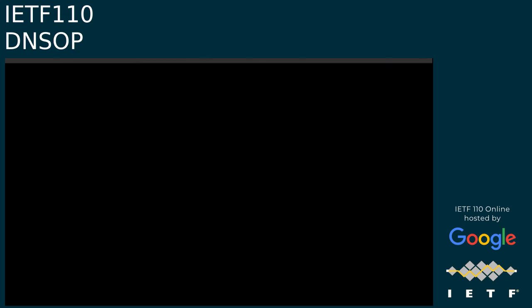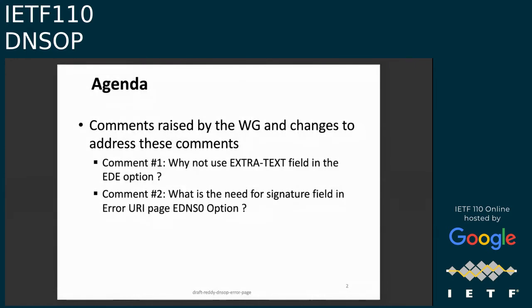Just to recap, this is basically an error page URI that you can send from a DNS resolver in conjunction with the various filtered error codes, the extended error codes which are related to filtering, to give users more information about why something was filtered.